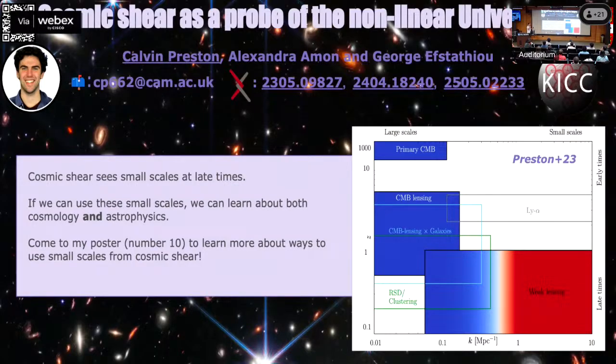That's not to say that CMB is easy and weak lensing is hard. It's really to say that CMB is hard and weak lensing is really hard. So on the far right there's lots of scales that we can learn about, but what my poster really looks at is how we can extract the most from the full range of cosmic shear weak lensing data. So if you want to learn more about that and clever ways of extracting that data, come see my poster over there. Thank you very much.